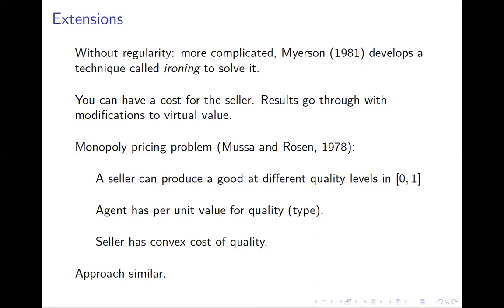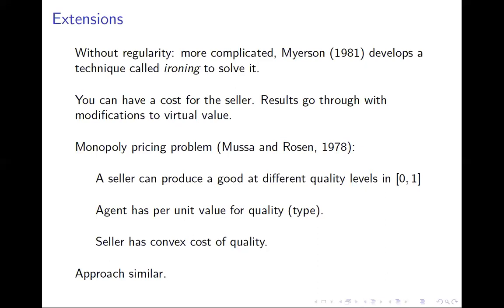There is a separate problem which is called the monopoly pricing problem. It was solved earlier than Myerson by Mussa and Rosen. In my notes, there is a section called the one agent problem. In that section, I have completely written down how you can solve this problem using the techniques that I have described now. You should read it. I'm not going to have a separate class for that.